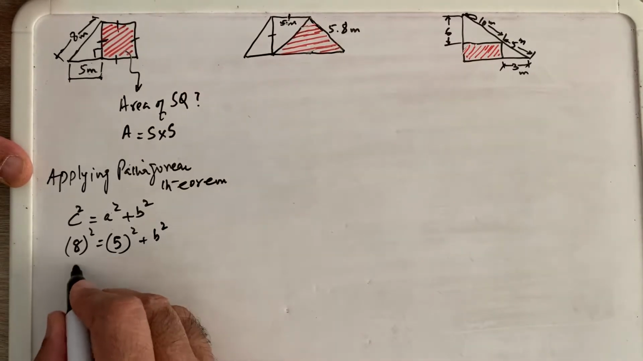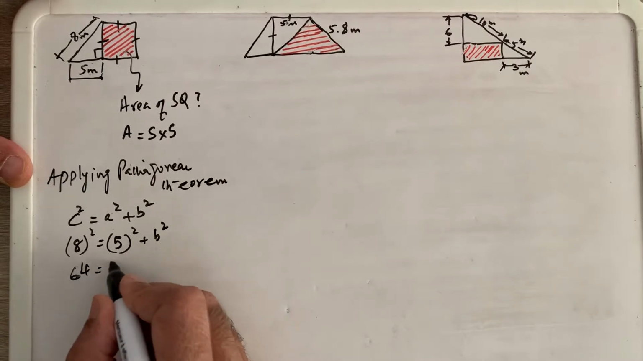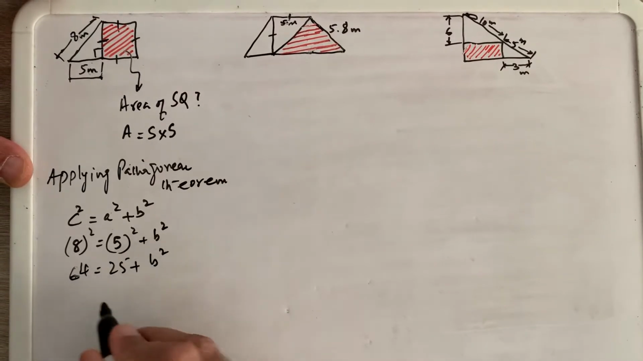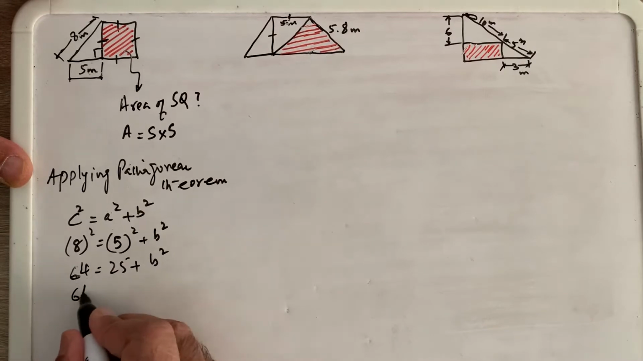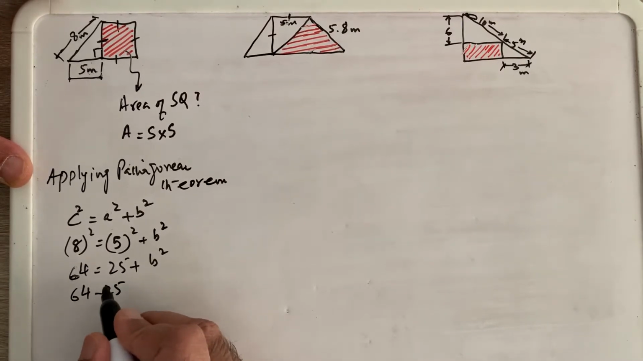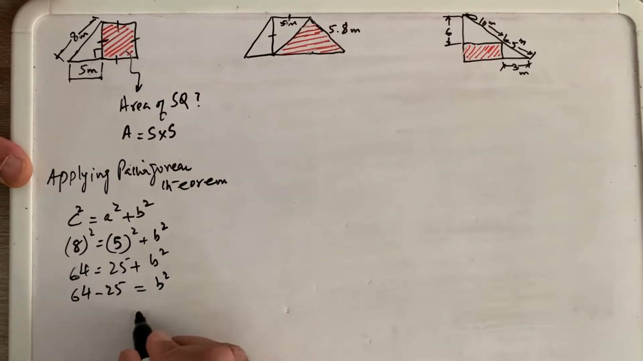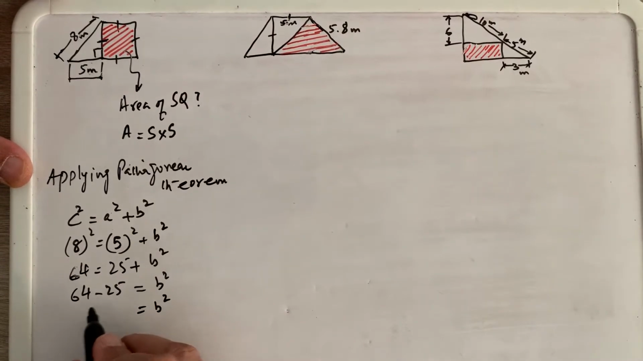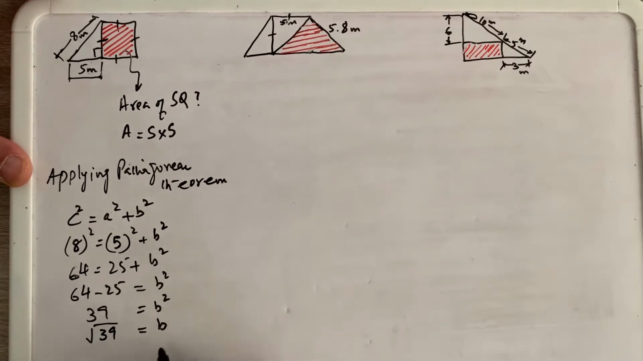So 8 squared is 64, which is equal to 25 plus b square, and then shifting this 25 to the other side makes it 64 minus 25 equals b square. And b square will be equal to 64 minus 25, which is 39. This is the value of b square. We need b. So b will be equal to the square root of 39, which you can do by calculator, it will be 6.2 or something, right? So 6.2 meters is b.